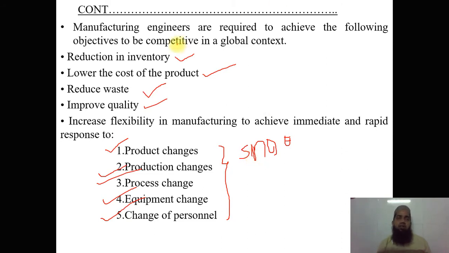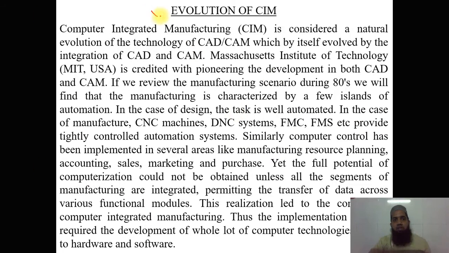Another one is just in time, that is JIT. In that case the inventory level is always zero; they order the part as per the requirement, and within a very short amount of time they can deliver the part also. So different types of processes are there, and by these processes we can easily achieve an increase in flexibility in manufacturing. This comes under the introduction itself. After that, the next part is the evolution of a CIM.